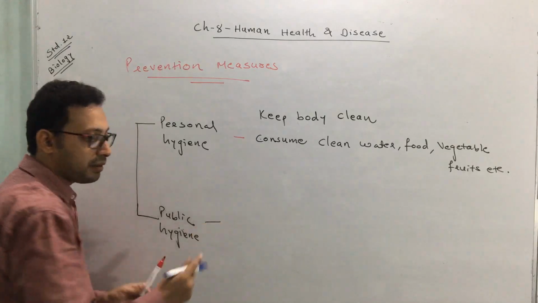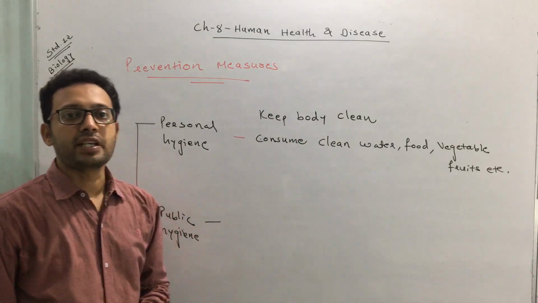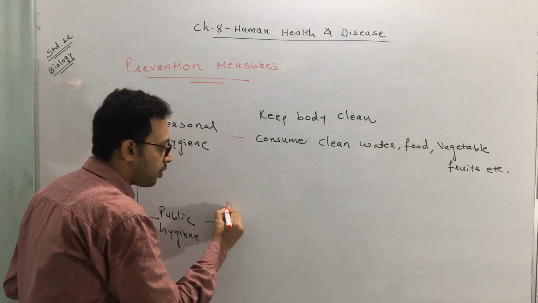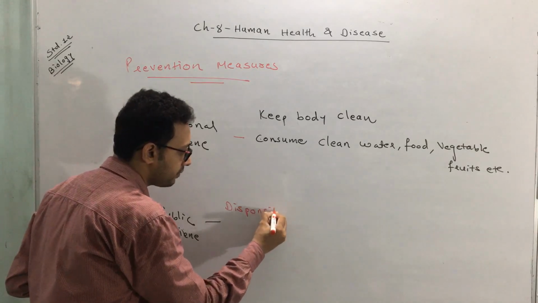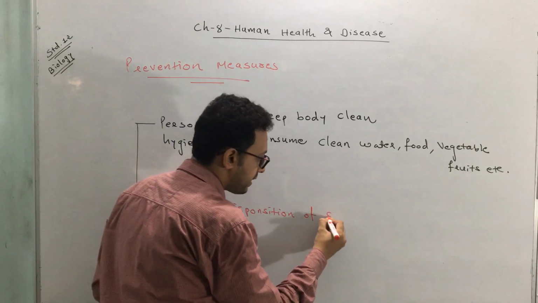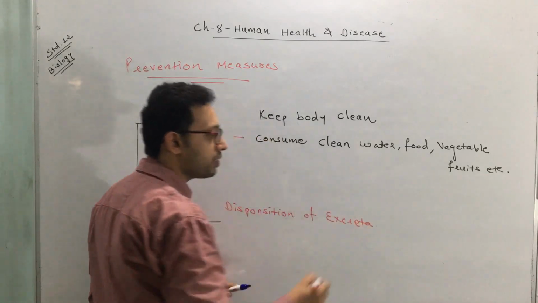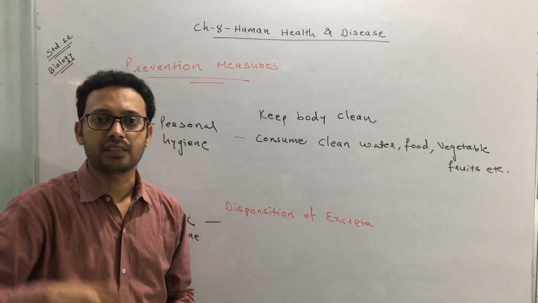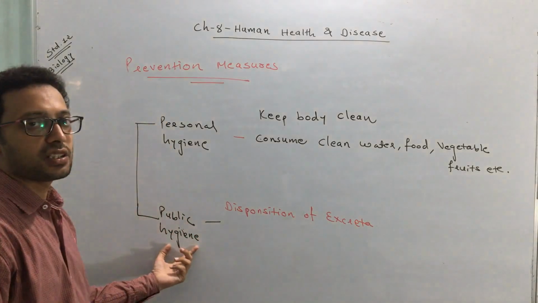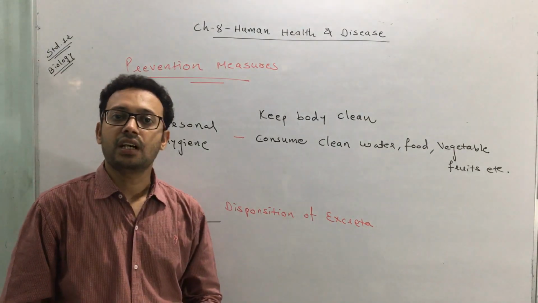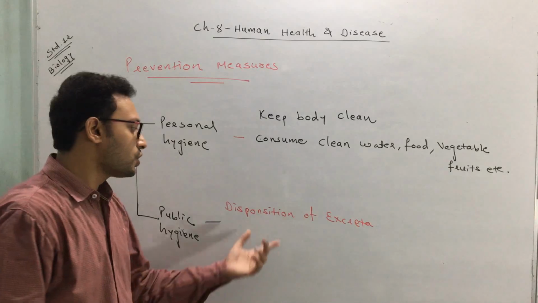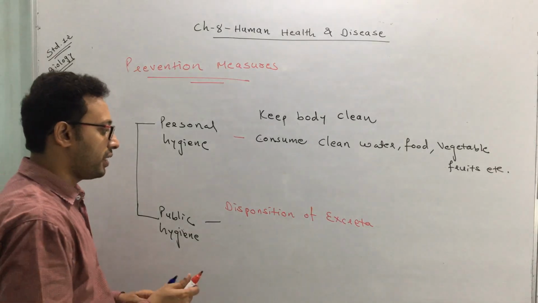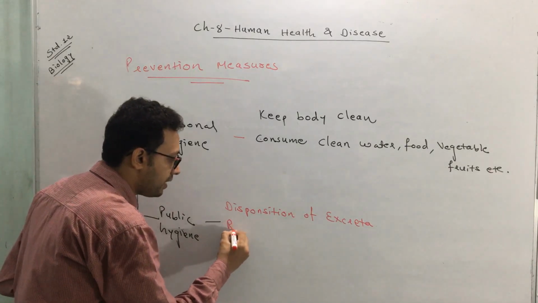Now there is public hygiene, or mass hygiene. How can you maintain this mass hygiene? There should be proper disposition of excreta, human waste like urine, feces, spit. You should not spit anywhere, because that affects public hygiene, and when public hygiene gets affected, obviously the chances of occurrence of disease are very high. So disposition of excreta in a proper way has to be adopted.